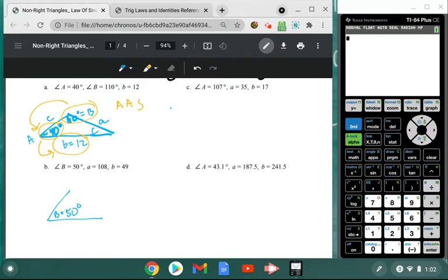And then we're given A and B. B is going to be opposite. So B is going to be over here, wherever that happens to live. So B is 49. A can be either of those two lengths, it doesn't matter. So I'm going to go ahead and label it here, and we'll say that side A is right here at 108. Okay, so obviously not drawn to scale.